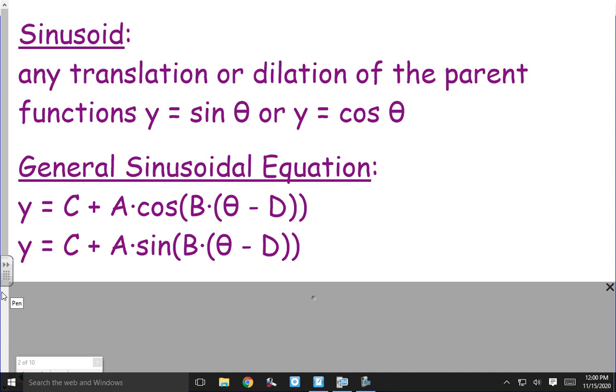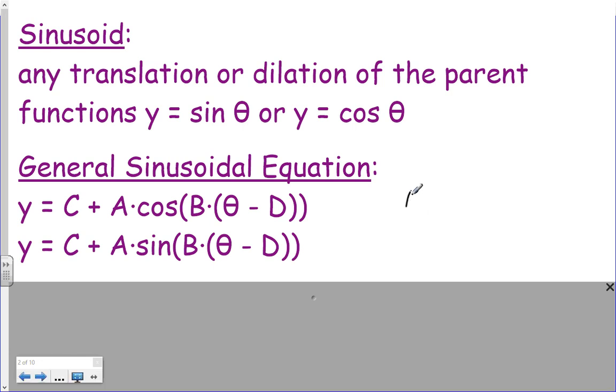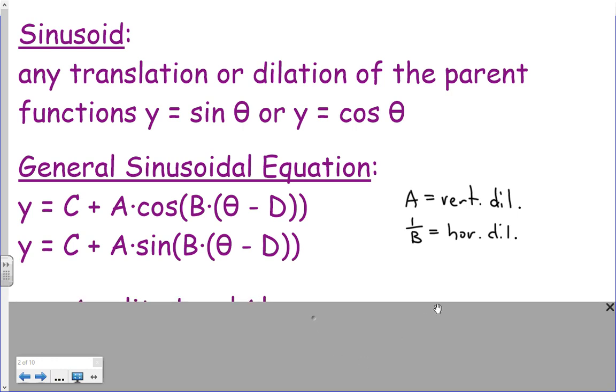in terms of your dilations, the a would be equal to your vertical dilation. In this case, since we're writing it as just b and not 1 over b like we did in chapter 1, it turns out that 1 over b is actually your horizontal dilation. And the c and the d, those are your translations. So c is your vertical translation, and d is your horizontal translation.